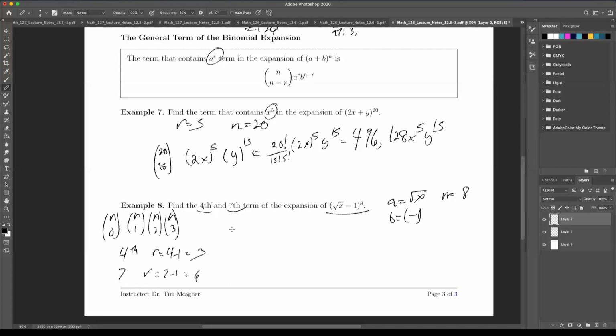And so here, in order to find the fourth term of the expansion, we're going to just calculate 8 choose 3, right? 8 choose 3 times a to the, so square root of x to the r, and r here would be, r here is, oh, oh.